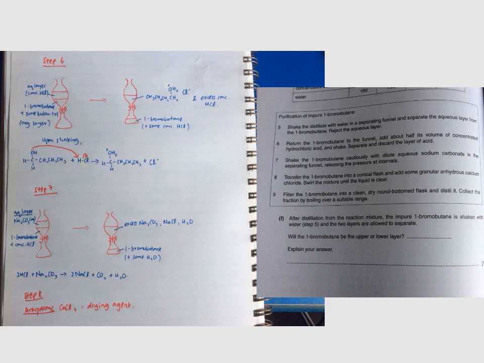For step 6, whatever you have collected in the conical flask, you will now pour into this separating funnel. It's the same separating funnel, but the aqueous layer from the previous time has already been thrown away. So now you pour back the conical flask compound, which is 1-bromobutane and some butan-1-ol, and then you add in conc. HCl, which is the aqueous layer now. So step 6 is here.